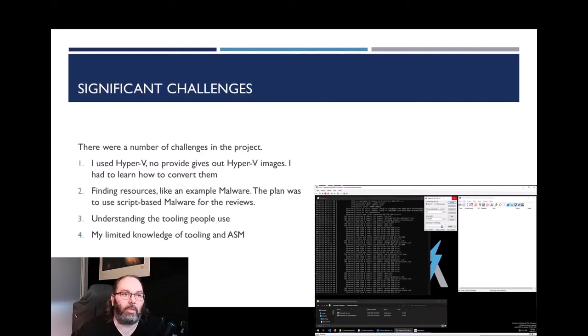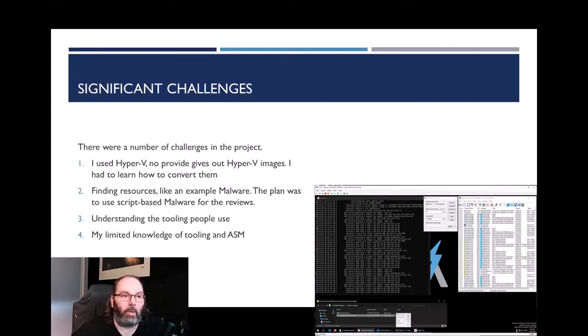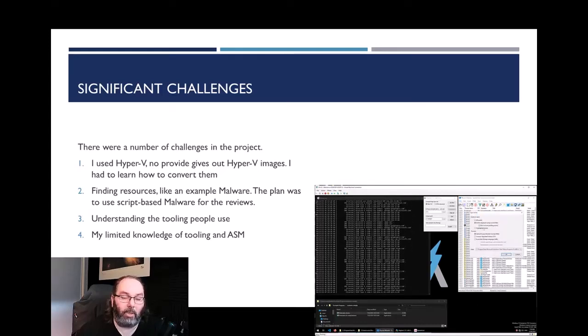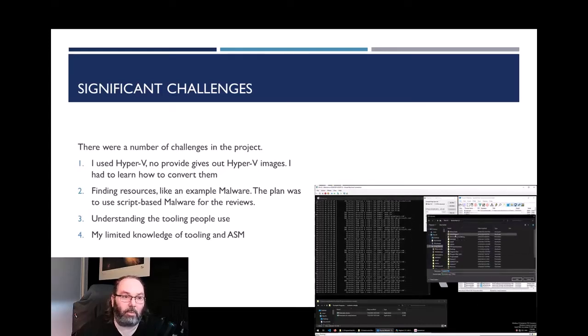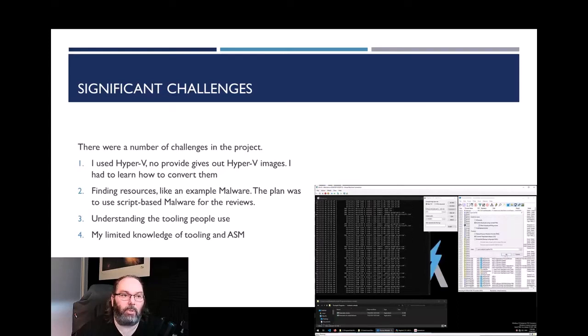Okay, significant challenges I had in the project. While I was working on the project, there was a number of challenges I had as I started. Doing my research, I discovered that no one was providing Hyper-V images. I chose to use Hyper-V, that was the hypervisor of my choice. But in doing so, I was stuck with no source material. The only way I could do this was to learn how to convert a VMware OVA to a Hyper-V environment. So I was able to do that, created some scripts to do that as well.